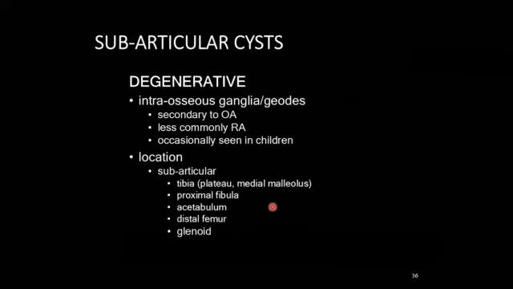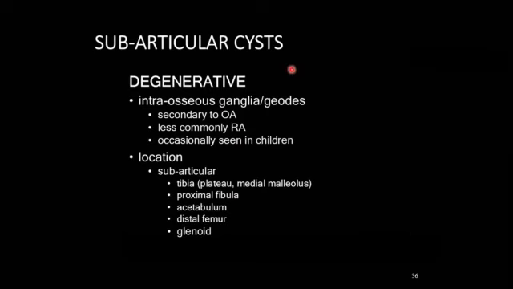Subarticular cysts are other lesions that are non-neoplastic. Most of them are degenerative in nature. Intraosseous ganglia and geodes are secondary to osteoarthritis. They can be seen less commonly in rheumatoid arthritis and very occasionally in children. Okay, the locations, as the name indicates, are subarticular. So it's at the subarticular part of the tibia, which is the medial plateau.